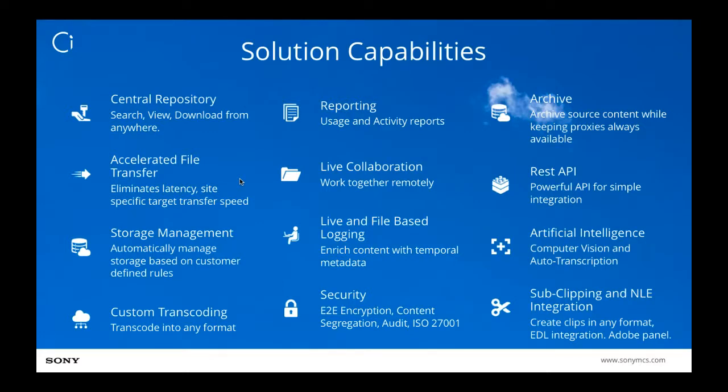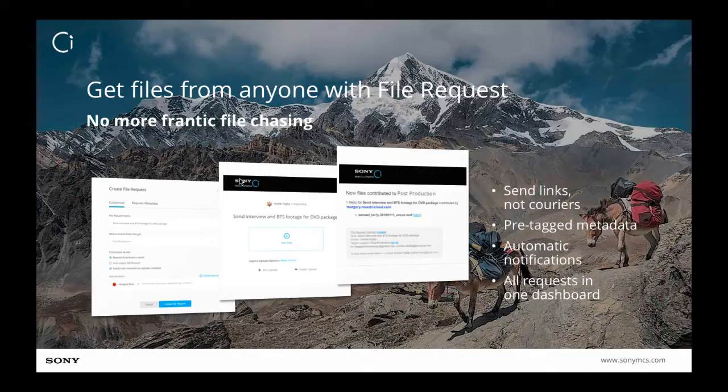So you can see here that we have mechanisms by which content can come into Ci. We have our cameras that can upload directly to Ci. We have the ability for you to upload content yourself within our Ci UI. You can upload with our APIs. You can also use our file request feature that allows you to create a link and allow someone else to contribute that content from an external source without having to be in the managed view. We allow you to share content out.